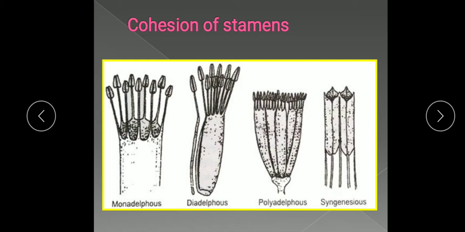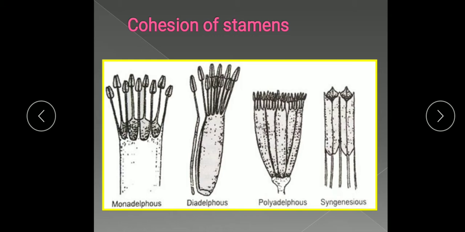Then next we will see the polyadelphous condition. In the polyadelphous condition, the filaments are united in several groups. There are many groups. You just see here 1, 2, 3, 4, 5. So many groups are formed by the fusion of the filaments, but the anthers remain free. Examples are Bombax and Citrus, in which this is observed.